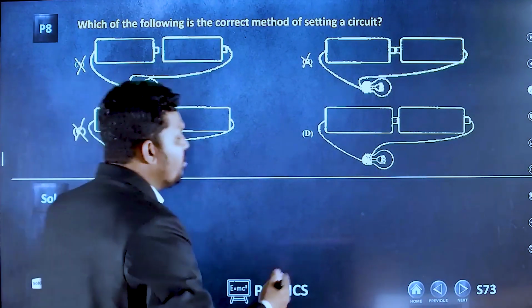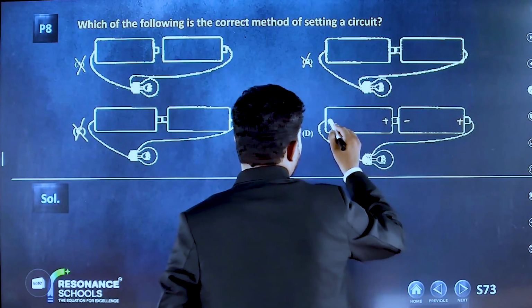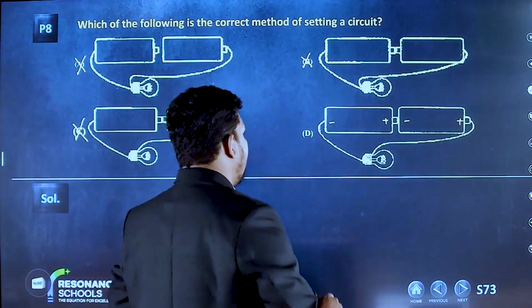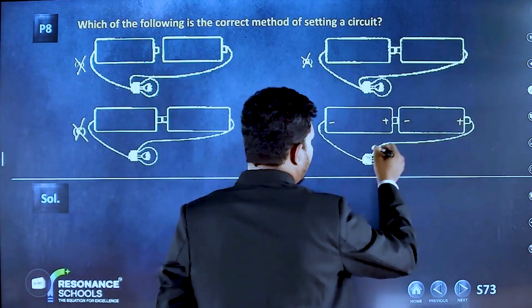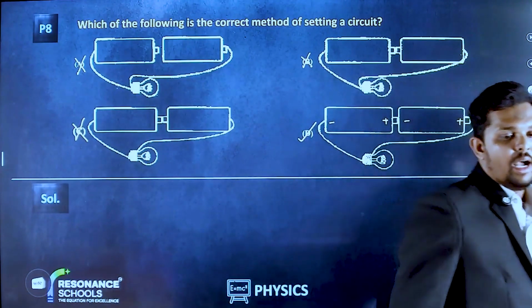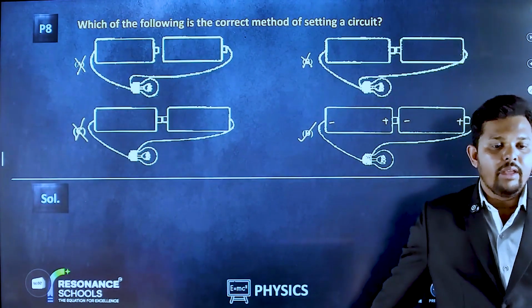The only possible case is this: positive terminal, negative, positive terminal, negative, positive terminal is connected to the negative terminal of the battery, and then this is connected here, positive part is connected here. Hence option D is the correct answer for this. I think the majority of the students have given the answer D. Few might have given the answer as A.